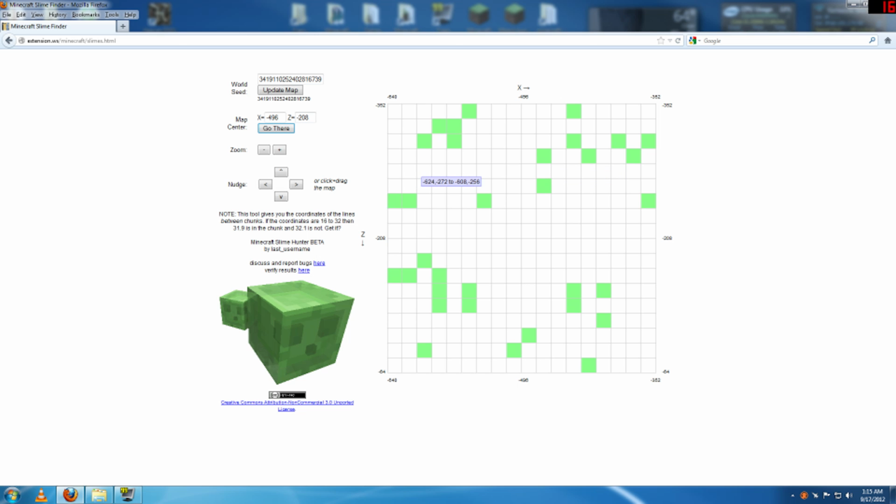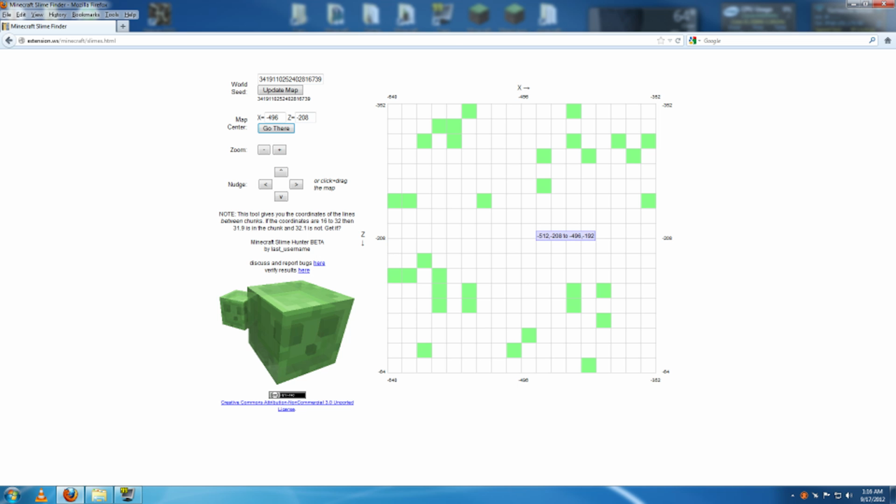So that's 16 blocks, another 16 blocks. If you were to run this way, you'd be running 16, 32, 48, and so on and so forth. So approximately in the center right here, -208, because our number was -206, so that's the closest chunk. And our number was -487, but -496 is here because that's the closest. So right there, dead in the center, is approximately where our base, house, fort, whatever would be.